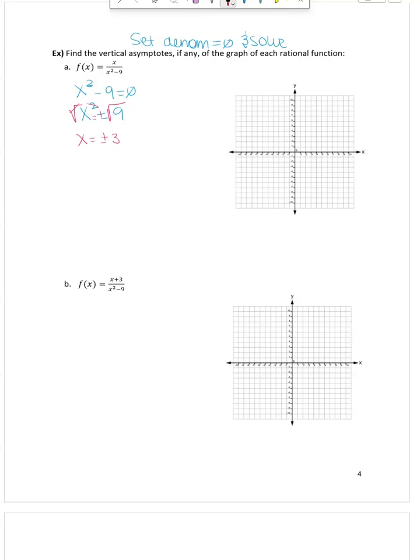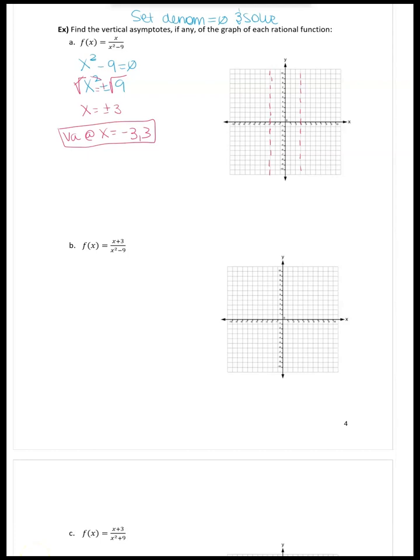So we're going to say VA at x equals negative 3 and 3. Always listed as two numbers. I do believe that's how your homework wants it as well. So then at negative 3, we're going to put our little dashed line, and then at positive 3.